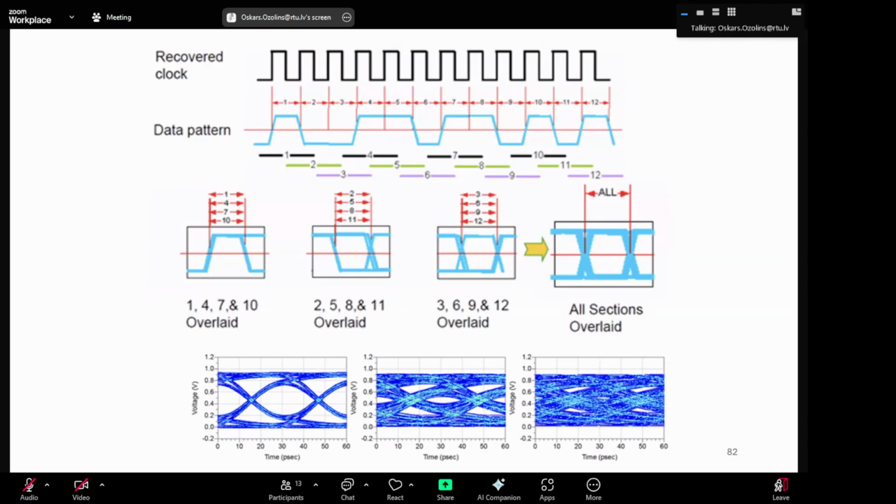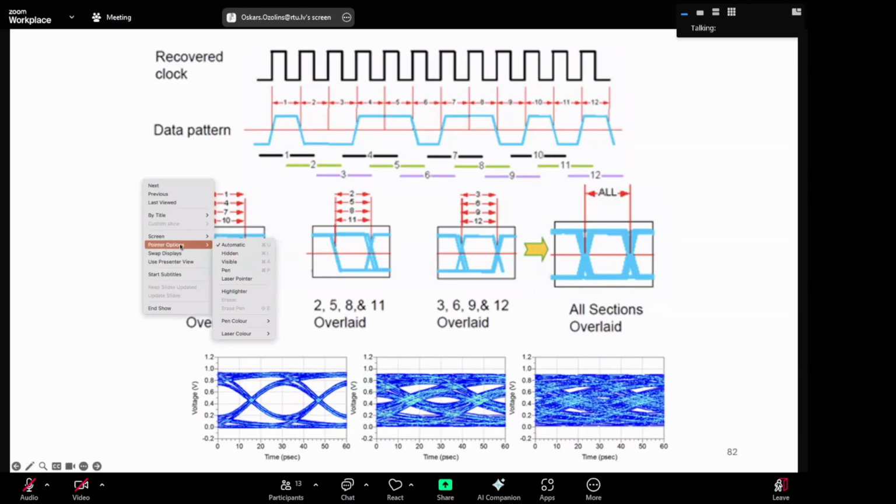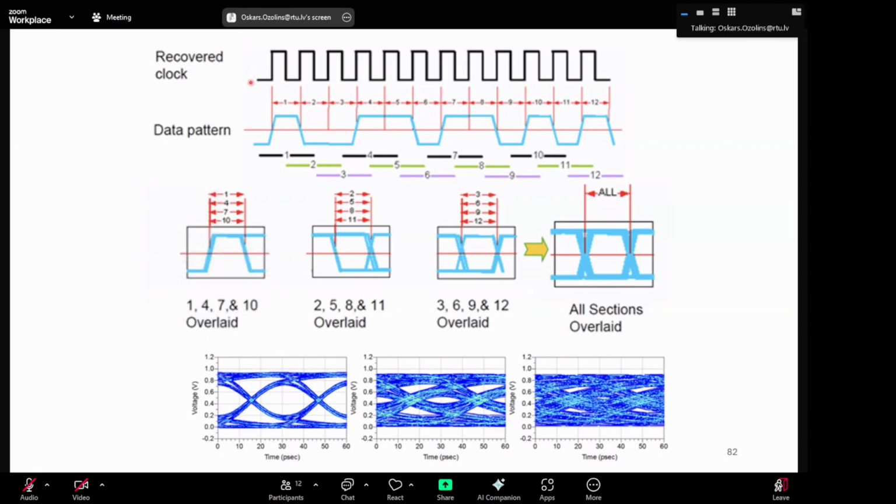eye diagrams. So here is a short picture on what we need to see, just to understand how the eyes look. So on top you have a recovered clock signal from the pulses. So here is 1 bit, there's the next, there's one more, and here we have up to 12 bits shown. If we overlay 1, 4, 7, and 10, we get something like this. If we overlay all of them, then we get something like this.